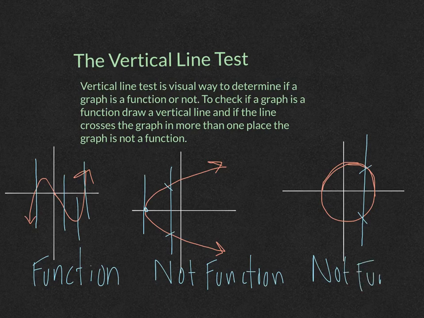The reason the vertical line test works is because every x value can have only one y value. But y can have multiple x's. So your one x value represents the vertical line. If the line crosses in more than one spot, that's a violation of what a function is. So that is the vertical line test and how to tell if a graph is a function or not.